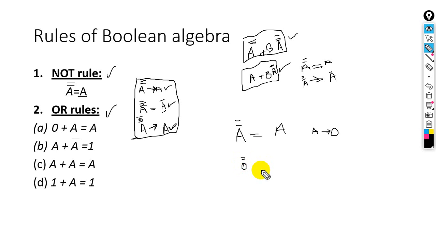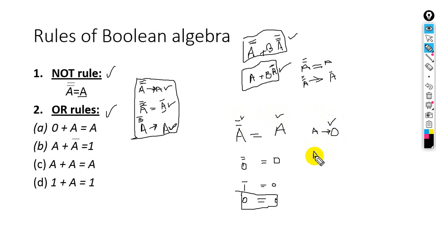Double bar of 0 is equal to what? Let me take this: 0 bar. First the bar converts 0 to 1, if it's the NOT operator. It converts 0 to 1 and 1 to 0. Here one bar remains, equal to what? 0. After this, the 1 bar becomes 0, so 0 equals 0. It means both sides are equal, so we prove that left hand side is equal to right hand side in case of a is equal to 0.